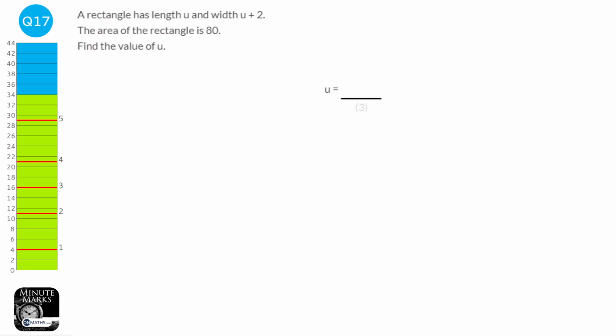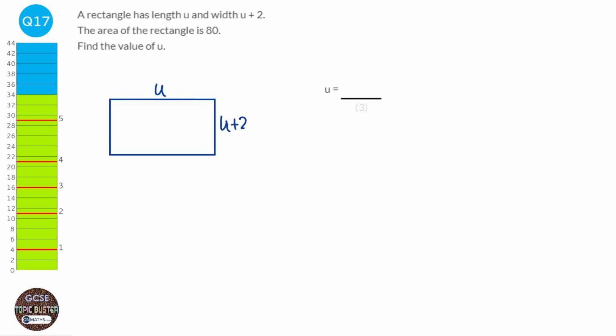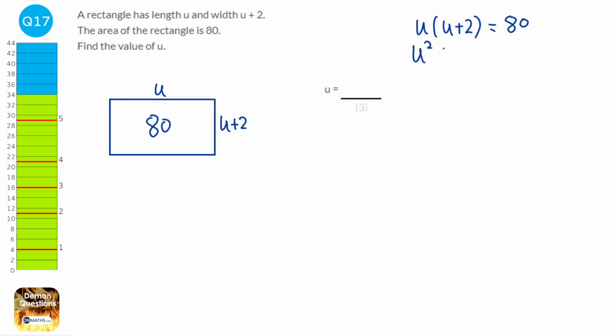So we're told the length of this rectangle is u, and the width is u plus 2, doesn't matter which way around we do it, and we're told the area is 80. So we can actually write an equation from this. So u times u plus 2, so that's the length times the width, is equal to the area, which is 80. So let's expand this.